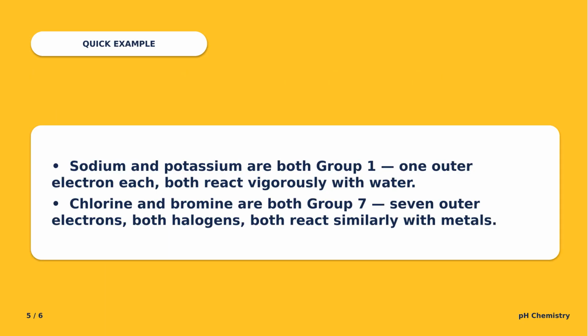Quick example. Sodium and potassium are both group 1, one outer electron each, both react vigorously with water. Chlorine and bromine are both group 7, 7 outer electrons, both halogens, both react similarly with metals.